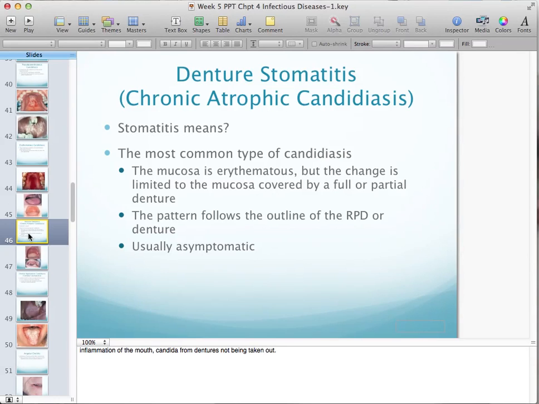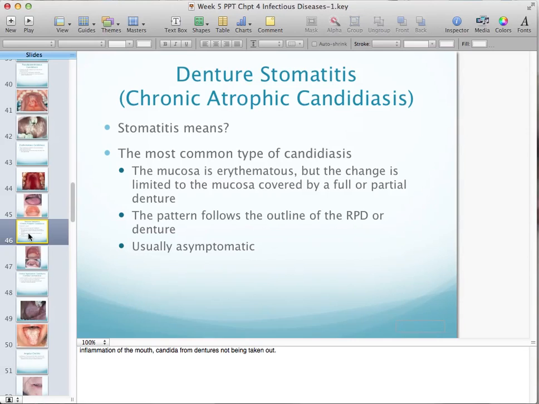Okay, now you have denture stomatitis. This is also known as chronic atrophic candidiasis. So, stomatitis, what does that mean? Inflammation of the mouth. So, chronic atrophic candidiasis, or denture stomatitis, means you're having candida growth from dentures not being taken out, and it's causing inflammation. This is the most common type of candidiasis, because most people who are affected have dentures.